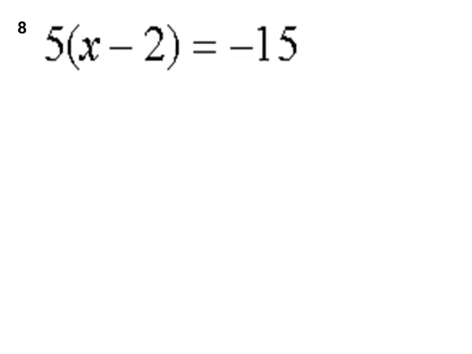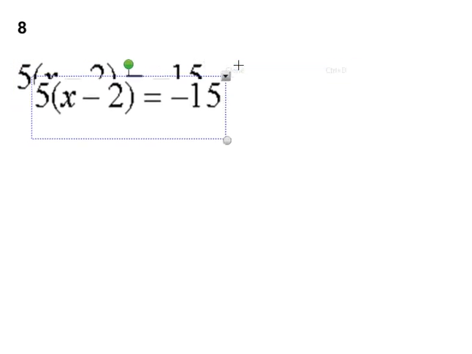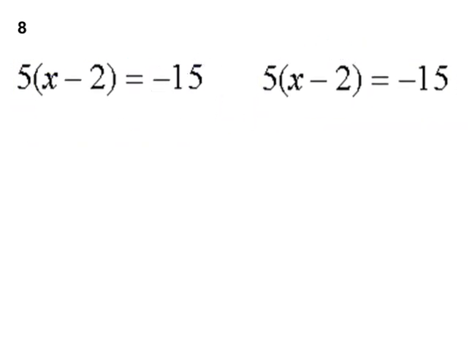Question 8, we have a distributive property question. There are 2 ways to solve it. Maybe what I'll do is grab this and infinite clone it. I'll clone it once and do it 2 ways. So we'll do it both ways you can do it. The first way is expanding using distributive property. Instead of having 5 groups of x minus 2, I have 5 x's and 5 negative 2's, which would be negative 10. That's expanding using distributive property.